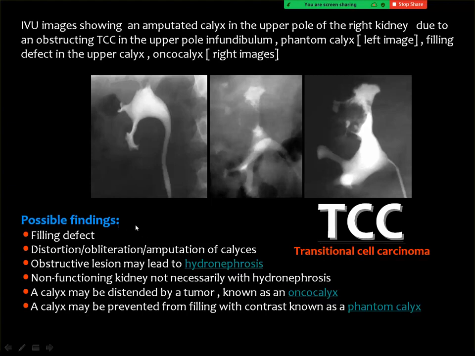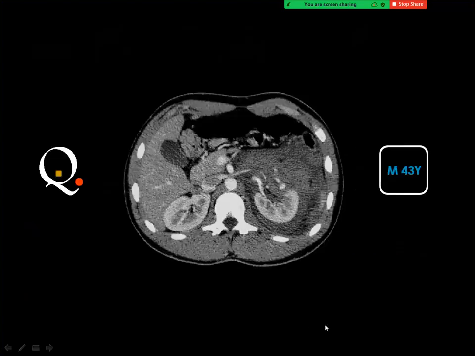The appearances of transitional cell carcinoma on images include filling defect in the renal pelvis or calyces, distortion or disruption or amputation of the calyx. Lesion may obstruct the pelvis, resulting in hydronephrosis, or a non-functioning kidney, not necessarily with hydronephrosis. A calyx which is distended by a tumor is known as oncocalyx, and a calyx that is not opacified by contrast is known as phantom calyx. All these signs I think I have mentioned in the original lecture.